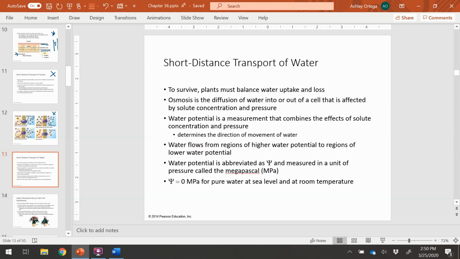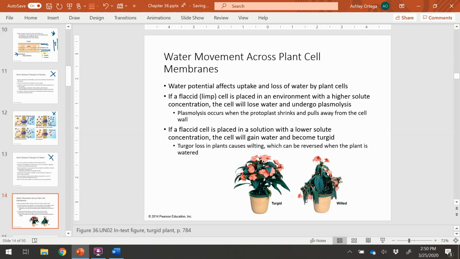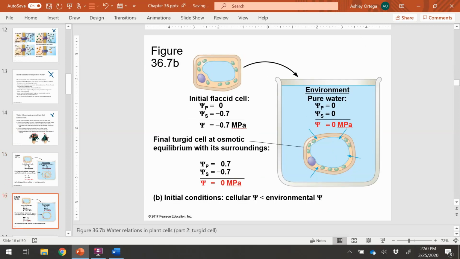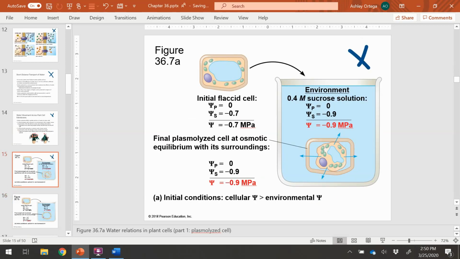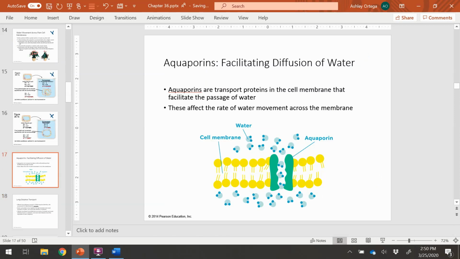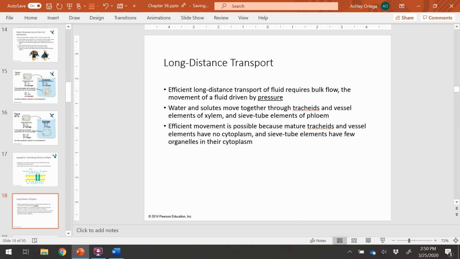Now we're going to focus more on long distance transport of the water and the minerals through the xylem, and then the sugar through the phloem. So that's what the rest of the chapter will be about. So you can take this out, and this one out. People use math for this stuff, which we won't. Again, something I hope you learned in Bio 1.